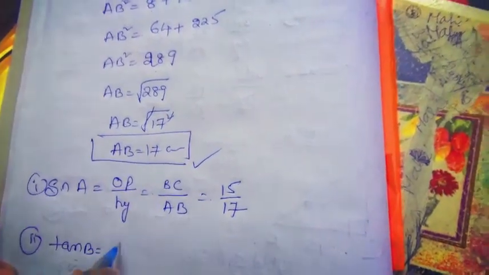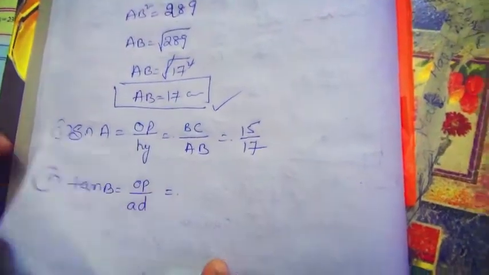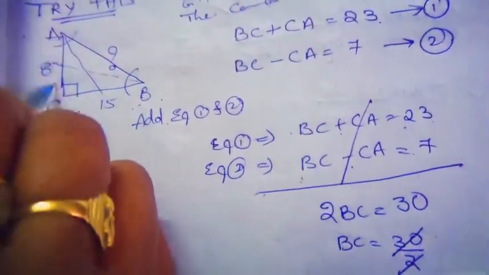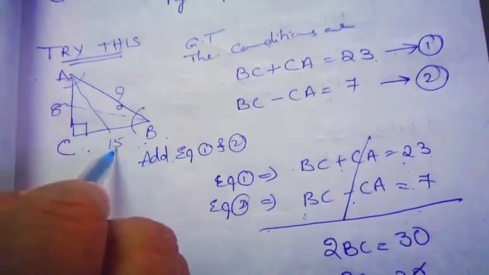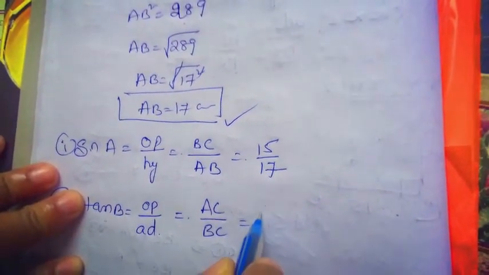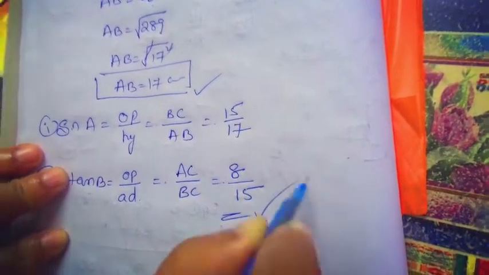The second sum is tan B. The tan B formula is the length of the opposite side by the length of the adjacent side. But according to B we have to check. According to B, the opposite side is AC and the adjacent side is BC. AC by BC. What is the value of AC? 8. What is the value of BC? 15. Here we completed this.